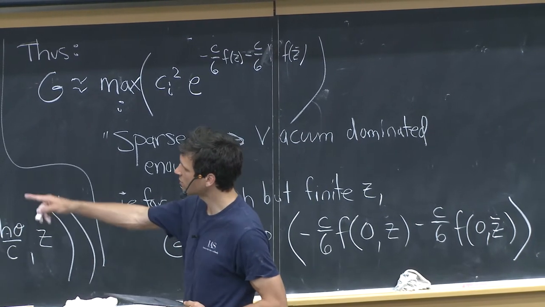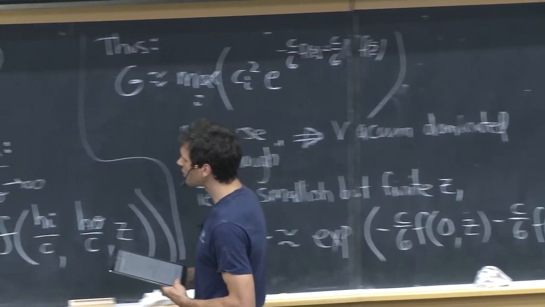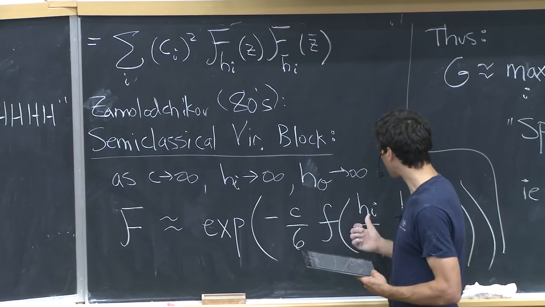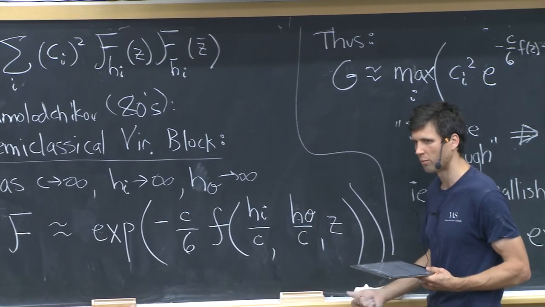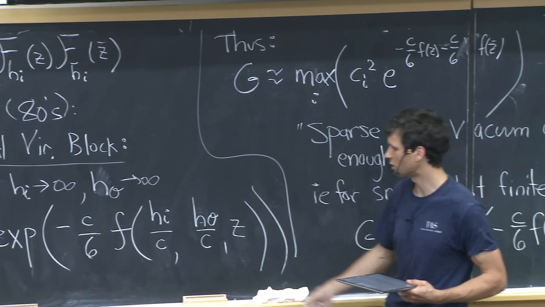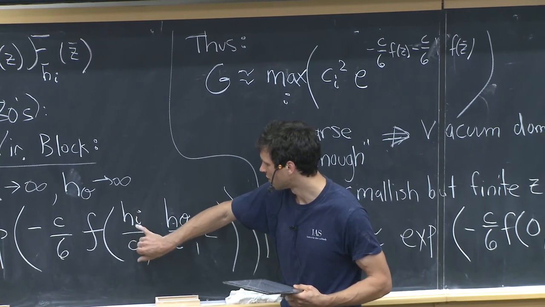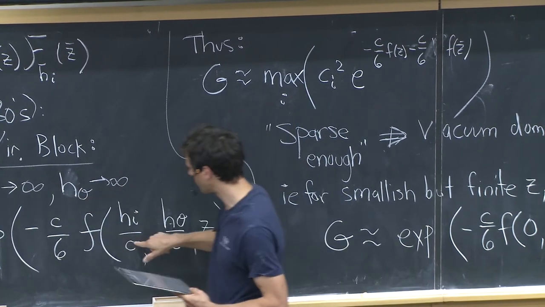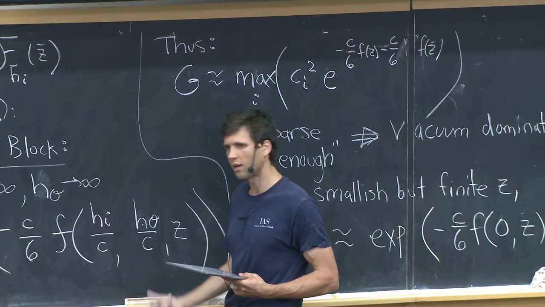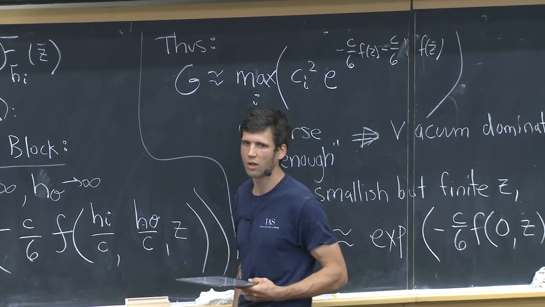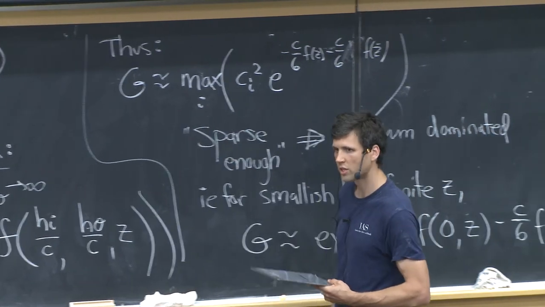This exponentiation doesn't hold for finite HI, but it does hold for the vacuum. There's a limit where you take them big, and then you can take HI small. And that commutes with the limit if you just take HI small first and then apply the Zamenhof argument. So it does work for the vacuum.